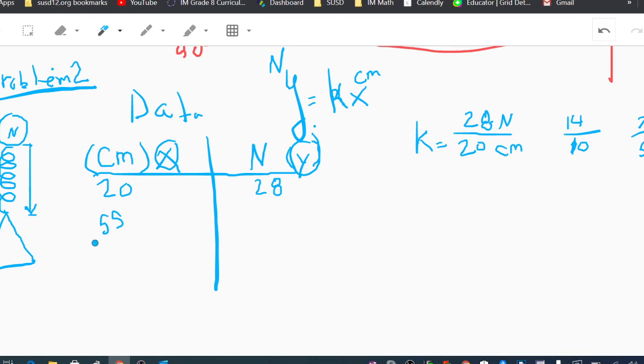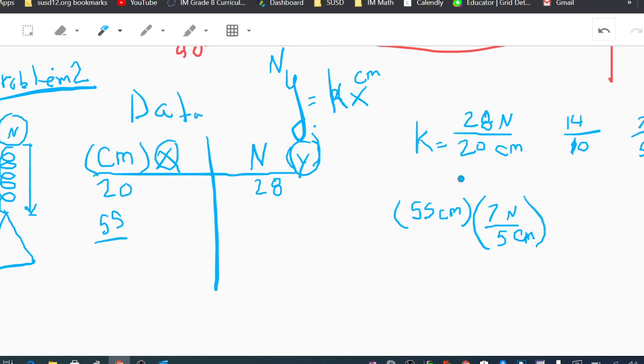Okay, now our next number is we have 55 centimeters of spring stretch. So how many newtons would that be? Okay, here's where units become really handy. 55 centimeters, if I just multiply that by my proportional constant, 7 newtons, make sure you're doing this in your notes, don't just let me do all the work. I'm going to multiply this by our proportional constant.